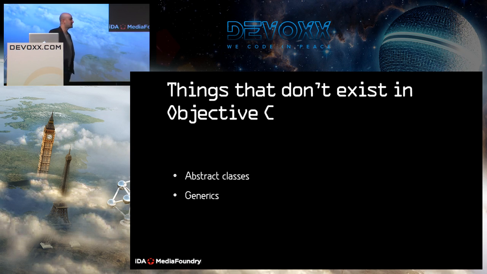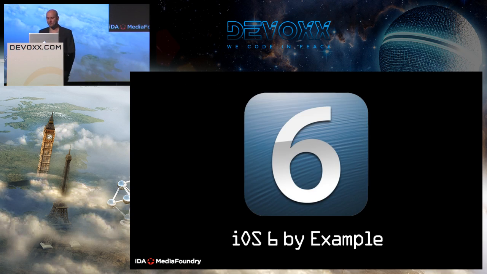Things that don't exist in Objective-C are abstract classes. You can mimic their behavior at runtime, but you won't have compiler errors to tell you that you still need to implement one or other method. So abstract classes don't exist, so don't go looking for them. They're not there. And generics: we are missing generics in Objective-C. Too bad.